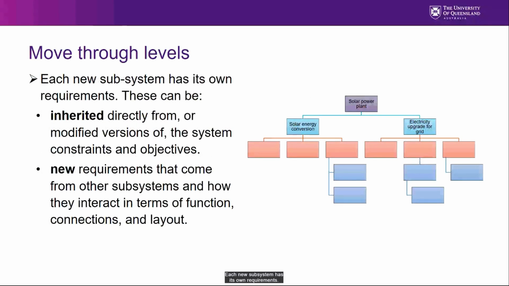Each new subsystem has its own requirements. These can be inherited directly from, or modified versions of, the system constraints and objectives, or new requirements that come from other subsystems and how they interact in terms of functions, connections, and layout. For example, the weight of one component may translate into a constraint for the design of another component that has to bear that weight.